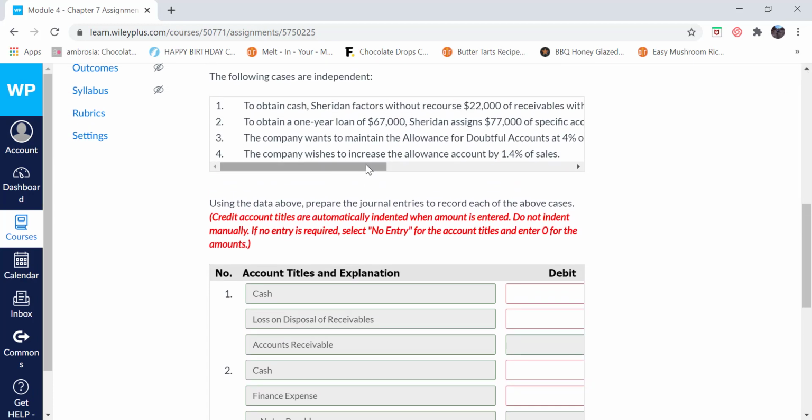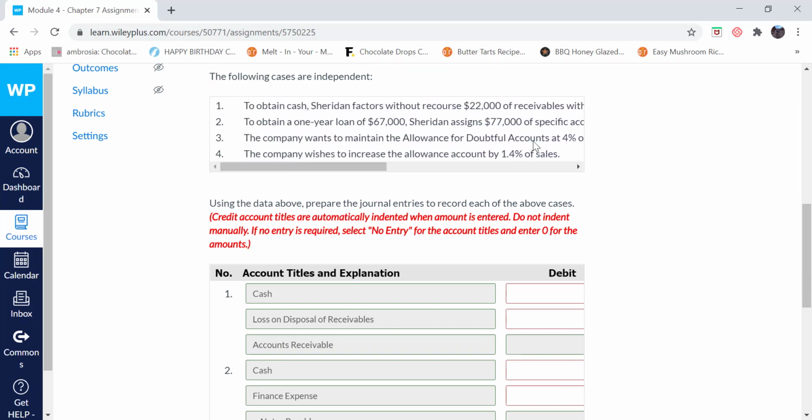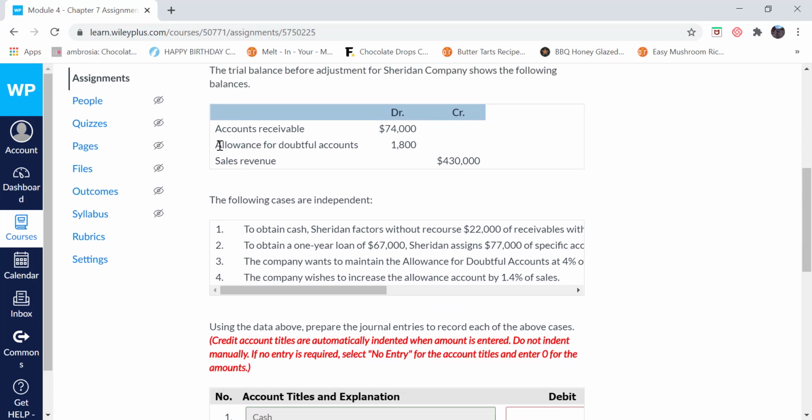Number 3, the company wants to maintain the allowance for doubtful accounts at 4% of gross accounts receivable. So all we're looking for here is we want this balance to be equal to 4% of this balance. So you need to make an entry to the allowance and to bad debt expense to make it that amount. And just watch here. They've left the allowance in a debit balance. The allowance should always be a credit balance. So the amount of the entry you're going to have to record is enough to get a credit balance equal to 4% of accounts receivable.